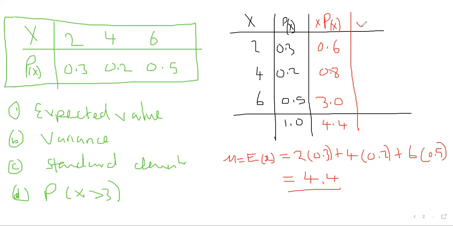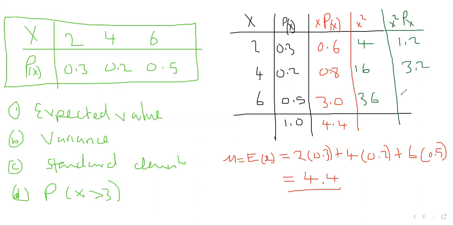Then how do we find the variance? We first square the values of X. 2 squared is 4, 4 squared we have 16, 6 squared we have 36. Then we multiply these squares by the probabilities. So 4 times 0.3, we have 1.2. 16 times 0.2, we have 3.2. And 0.5 times 36, we have 18.0.